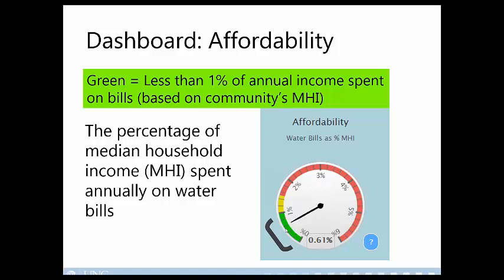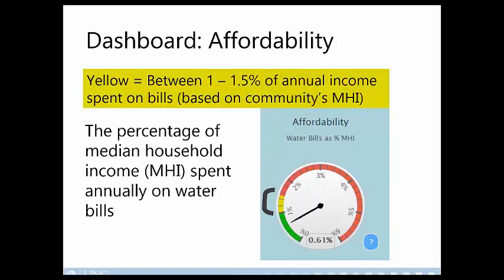So here in the lower left of the dial, we have this green segment, which goes up to 1%. Anything in that green segment means, yes, your rates are pretty affordable, but again, that is based on the median household income. So, obviously that's only 50% of your community's income. There may be many more people below or above that amount.